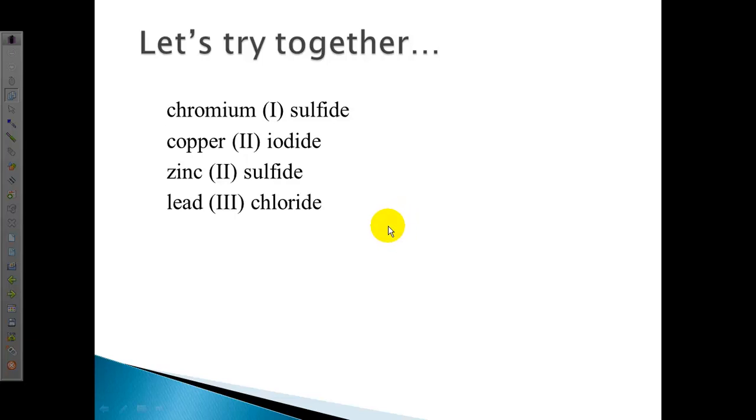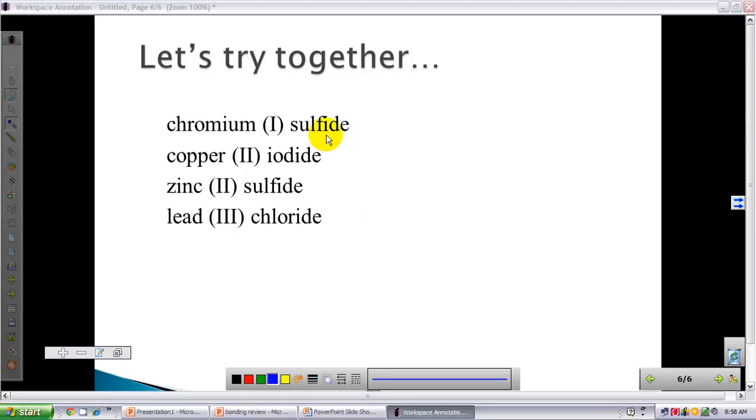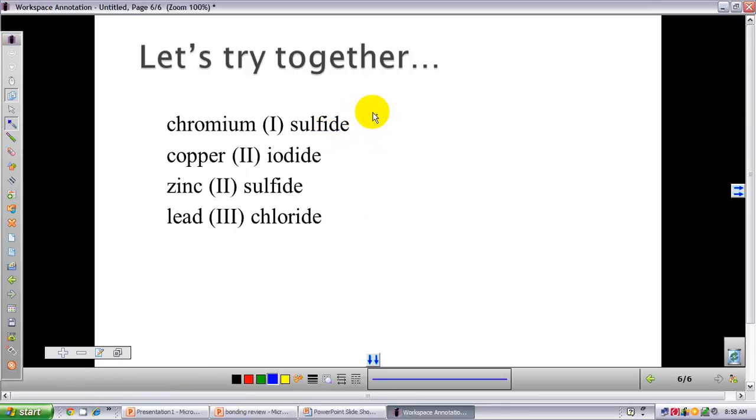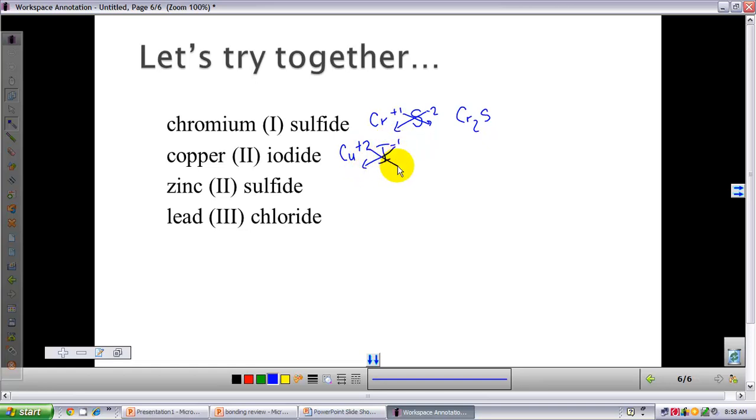Let's try going backwards. If I give you the name, could you write the formula? Chromium, you're saying, from the name, has a +1 state. Sulfur from the periodic table needs 2 electrons in order to have a full valence shell. So when you crisscross, you get Cr2S. Copper has a +2 state from right here, oxidation state. Iodine has a -1. When you crisscross, you have copper with 2 iodines.